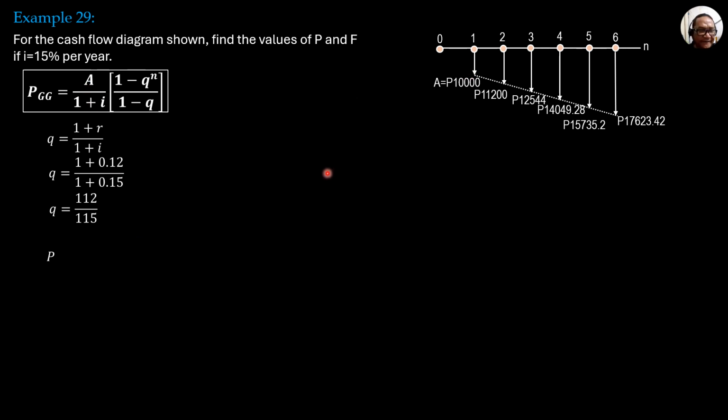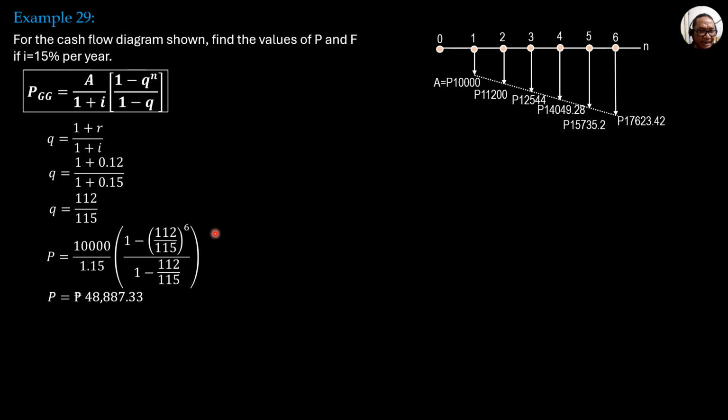So substitute with A is equal to 10,000. So we have P equals 10,000 over 1 plus 0.15 or 1.15, quantity 1 minus q, which is 112 over 115 raised to n, 6, over 1 minus 112 over 115. Calculating, P is equal to 48,887.33.